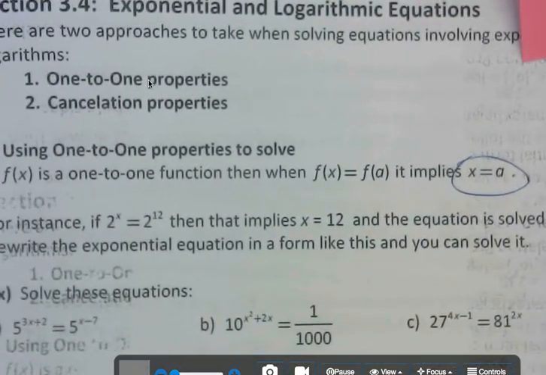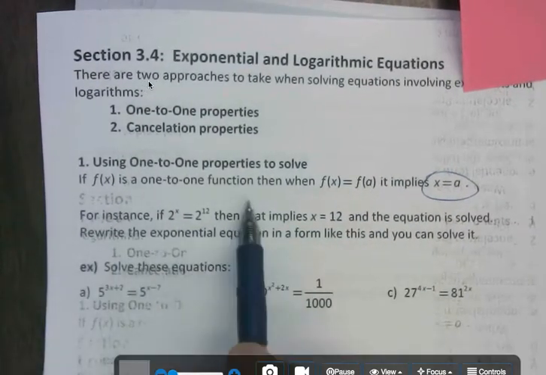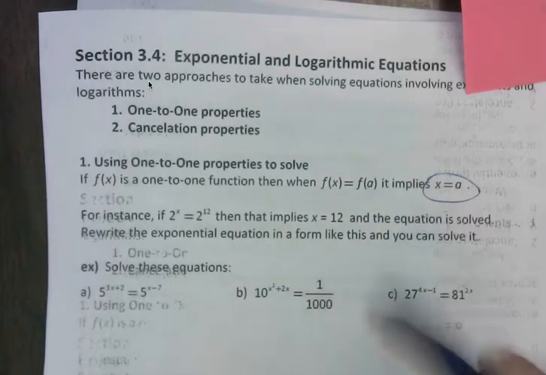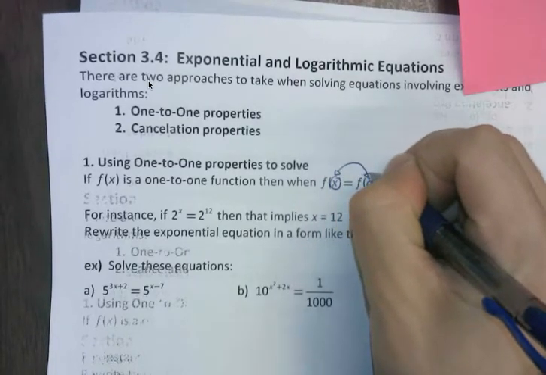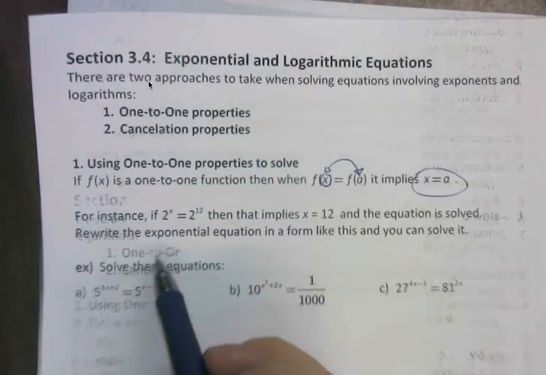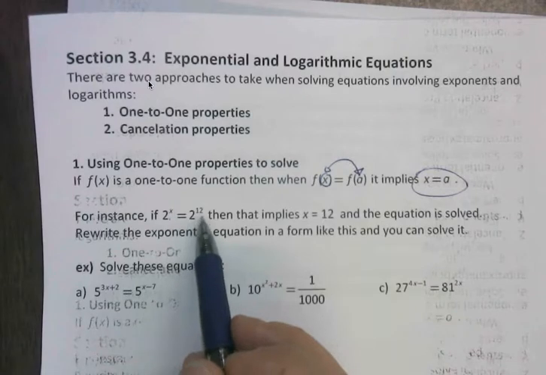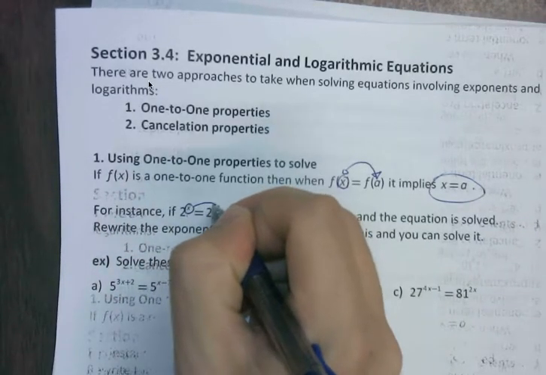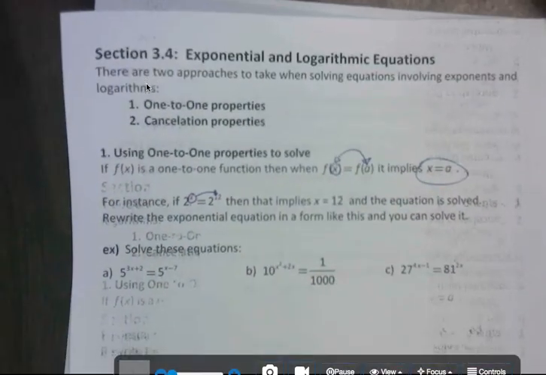Well, what does this mean, one-to-one? This says that if we have a function that's one-to-one, then when f of x equals f of a, that implies that x equals a. So it's as if the inputs would have to be the same, which is a little weird to think of. But for this example, if we had 2 to the x power equal to 2 to the 12th power, that would be pretty easy to spot: x, being the exponent, should be equal to 12. And then the equation's done from there.